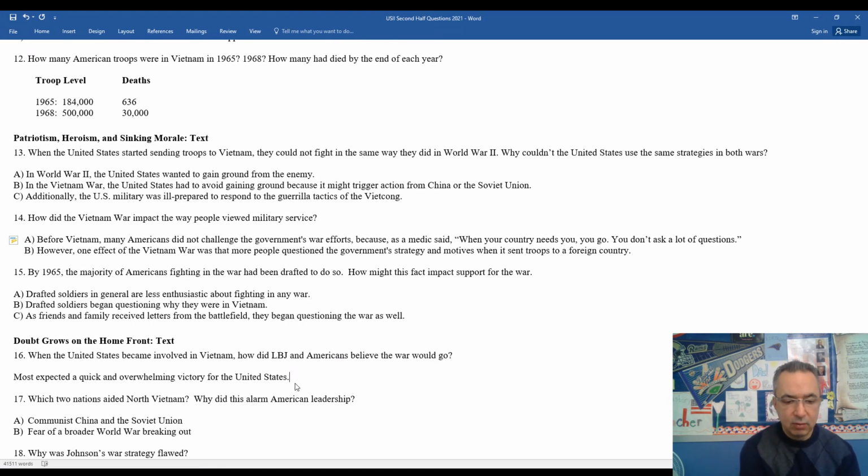Which two nations aided North Vietnam? Why did this alarm American leadership? Well, we alluded to it earlier. Communist China and the Soviet Union. There was a fear of a broader world war breaking out over Vietnam.